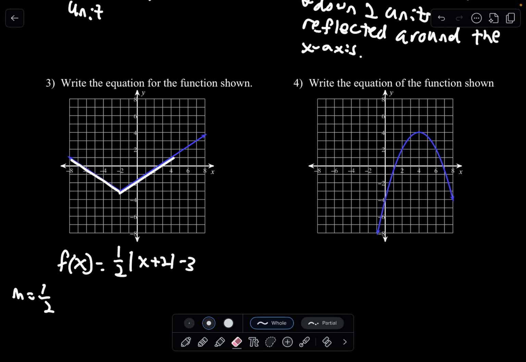Oh, I'm going off the white. I better go off the... Sorry, I was like, what's going on? No. So you see, go over 1, 2, 3, up 1, 2. So actually, my slope was wrong because I was counting it off incorrectly. It's going to be 2/3, up 2 to the right 3.